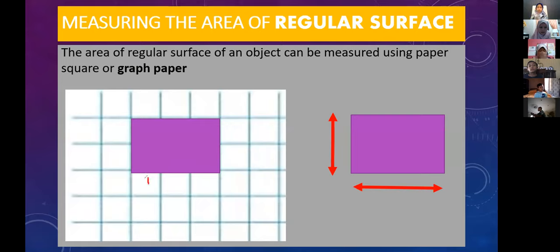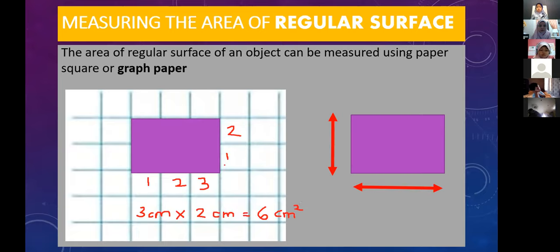Okay, as you can see here, ada kotak kat sini kan? Ni satu, dua, three boxes. So the length here is 3 cm. And then, what is the width here? 1, 2. So times with 2 cm. So the area of this board is equal to 6 centimeter squared. Don't forget to put squared here, number 2. Okay, I hope you still remember how we measure the area. You can use graph paper and also you can use the formula.